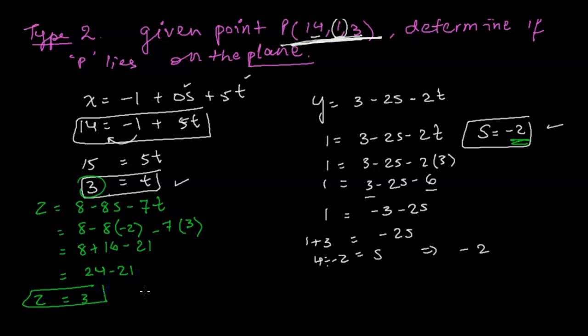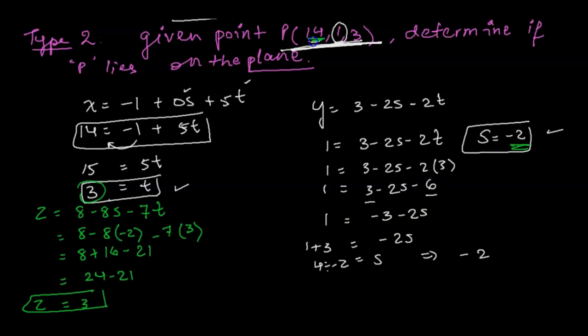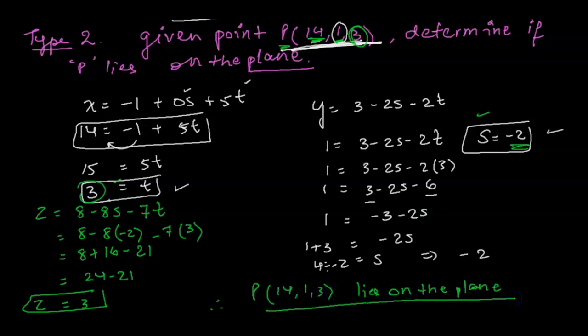We notice the z value that we've got is 3, and when we look at the point, we have 14, 1. These helped us to get the s and t. When we put this s and t in the parametric equation, we found that the z we got is 3, which is also the z of the point P. Therefore, we conclude, because everything is in alignment, that this point 14, 1, 3 lies on the plane. And this is how we determine if a given point lies on the plane or not.